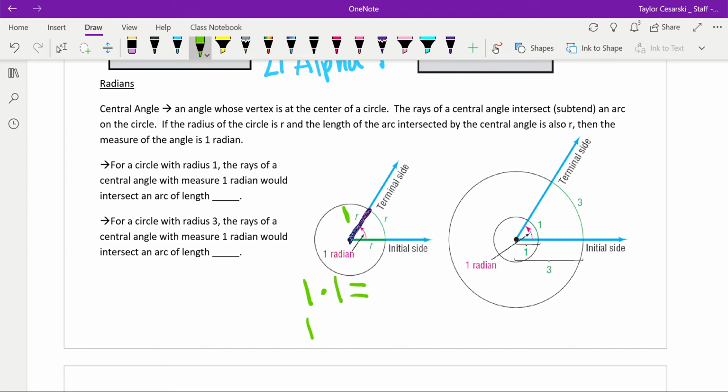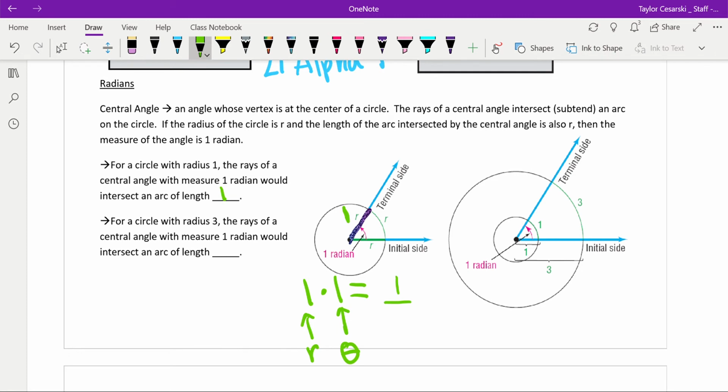Remember, this was my radius, and this was my theta. We said theta was 1 radian, and we said my radius was 1, and that should give me my arc length. Well, 1 times 1 is 1, so that is my arc length.